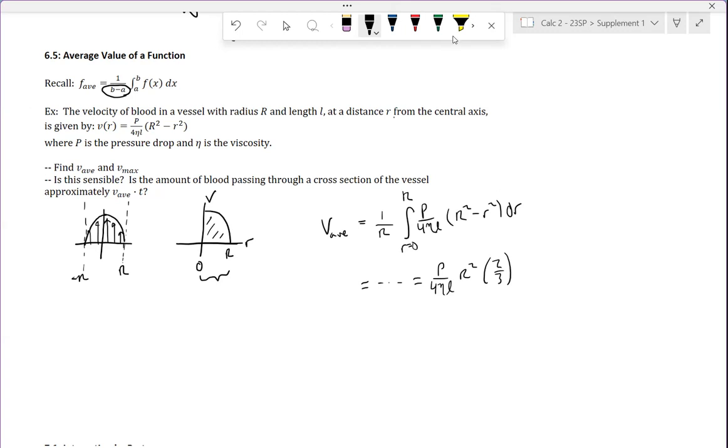Now, something that might be interesting for us to know is, what is V max? So V max might be something that we could measure fairly easily with an echocardiogram, something like that, or a Doppler scan. So what is V max? Well, pretty clearly, that's V of 0.